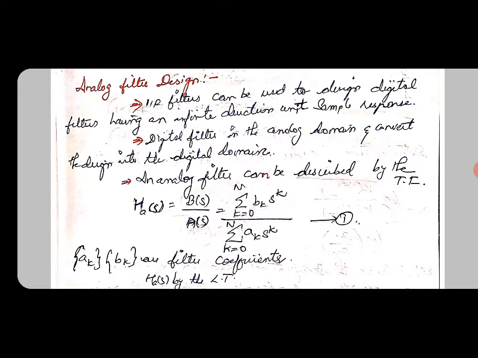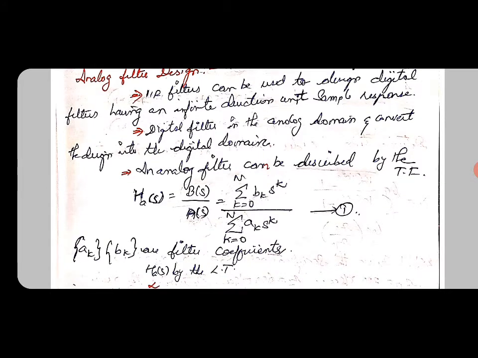IIR filters can be used to design digital filters having an infinite duration unit sample response. Filters are designed in the analog domain and then converted into the digital domain.